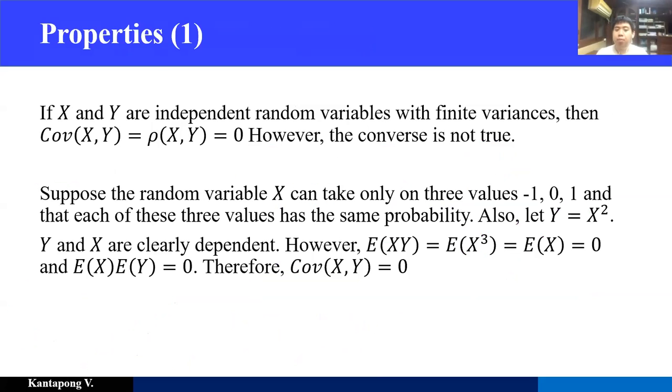That is the first property. If X and Y are independent random variables with finite variances, then independence implies uncorrelated. But uncorrelated doesn't imply independence.